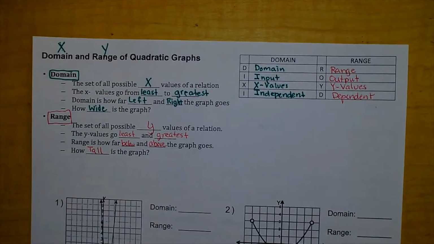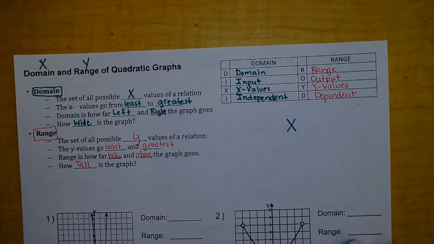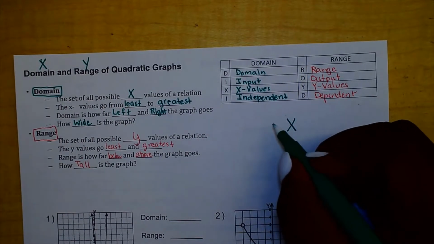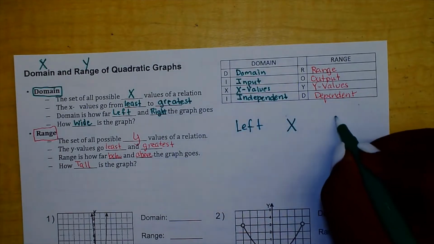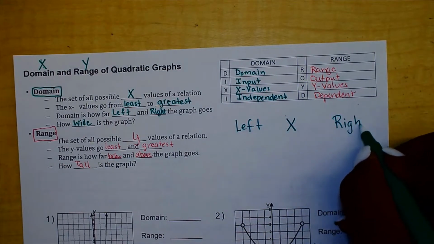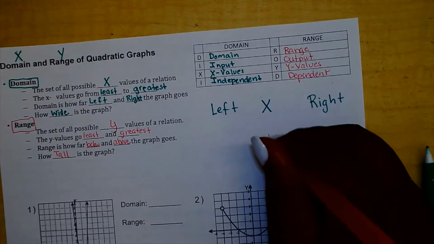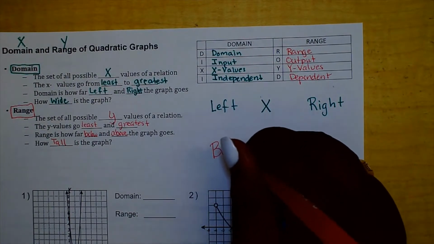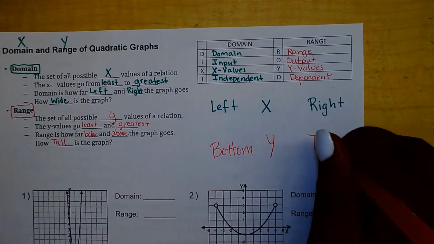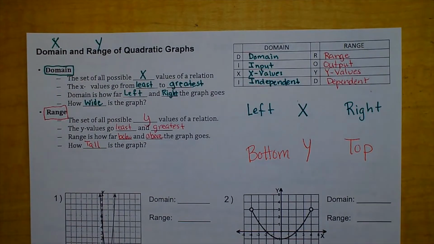All right, to sum everything up, when you're determining the X domain, you're going to go from left, your left values here, to right. And for your range, you're going to put your Y in the middle, you go from bottom to top. And the other thing you need to know is if you have an open or closed.